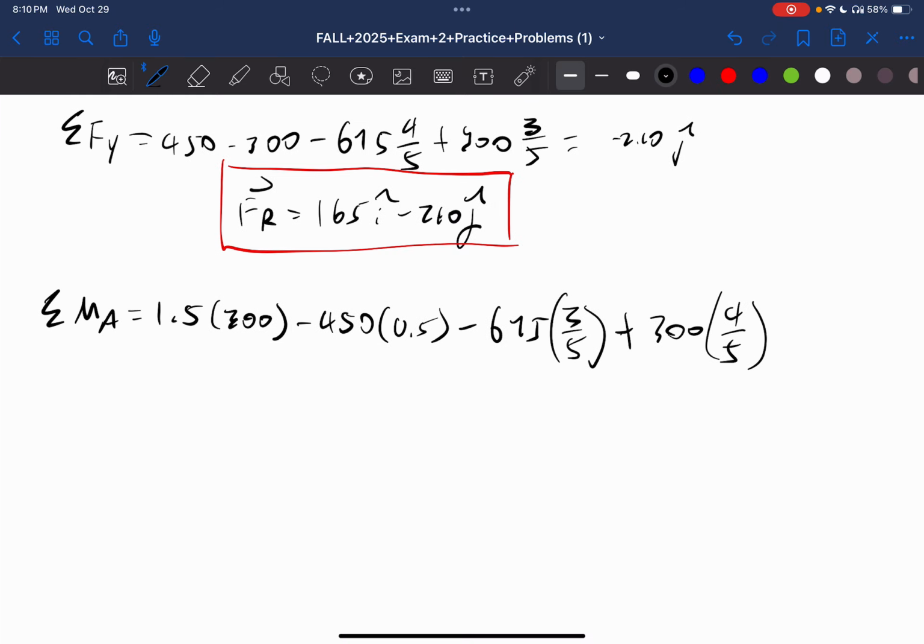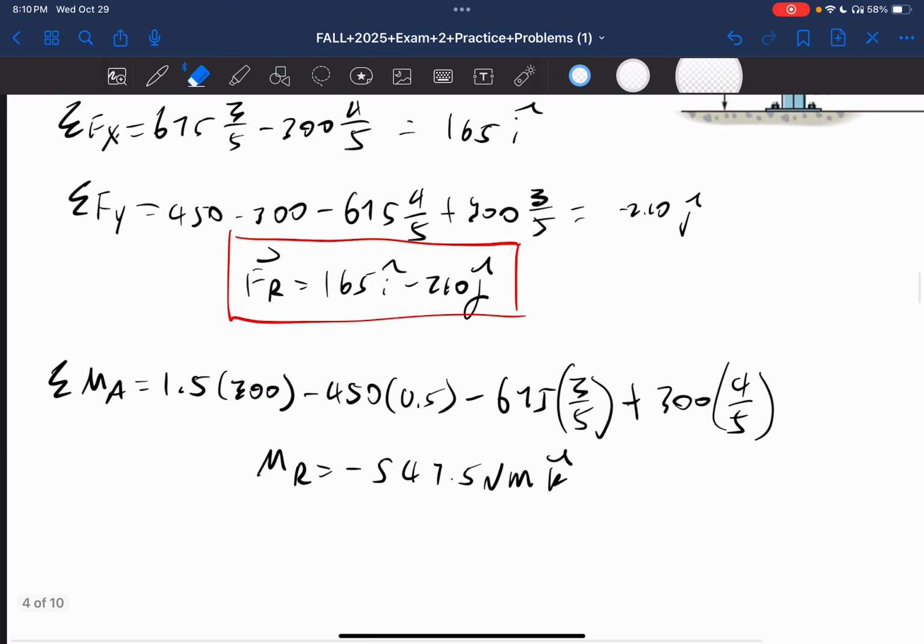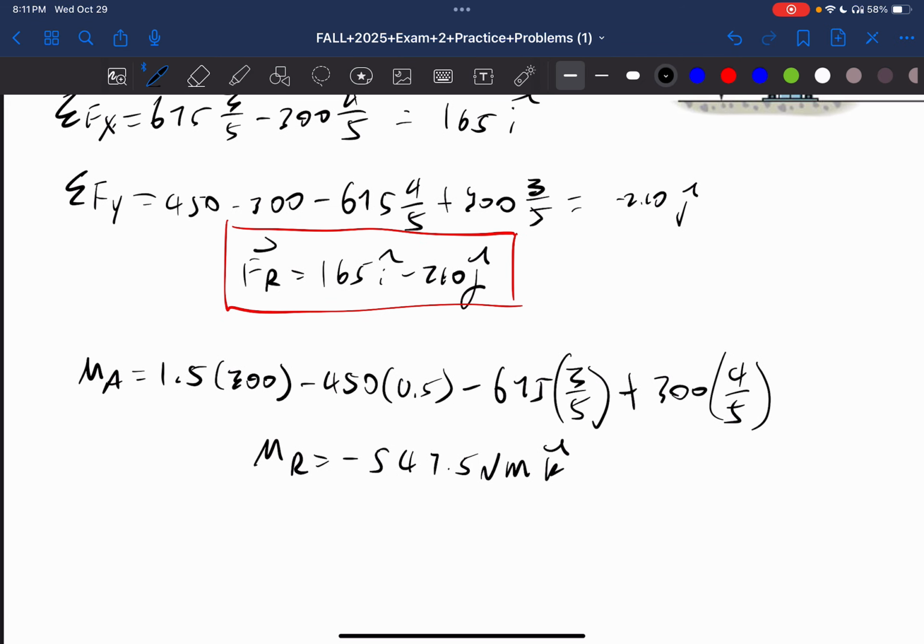Just put that in a calculator. It's not that hard, I'm not going to do it out. This is going to equal negative 547.5, and this is going to be Newton meters in the k direction. So the sum of the moments, or just the moment result. I don't know why I wrote sum.